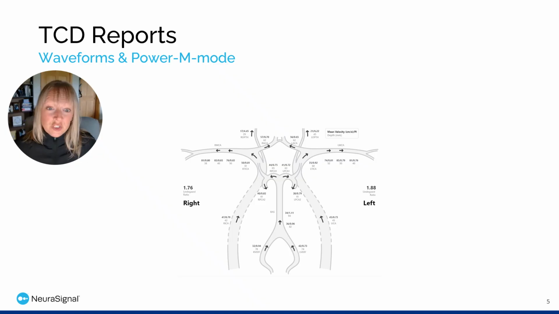The reports will display a circle of Willis image, and as you see here, we have our internal carotid arteries here in the front, our middle cerebral arteries on both sides, our ACAs connecting in the center here, and our posterior flow with our vertebrals, basilar, and our PCAs up here, and our PCOMs connecting to the anterior circulation.